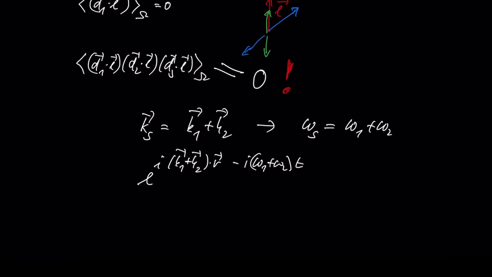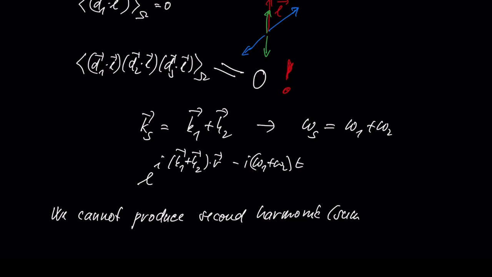So that means that by means of three pulse or three wave mixing, you cannot produce a second harmonic or sum frequency in an isotropic sample.